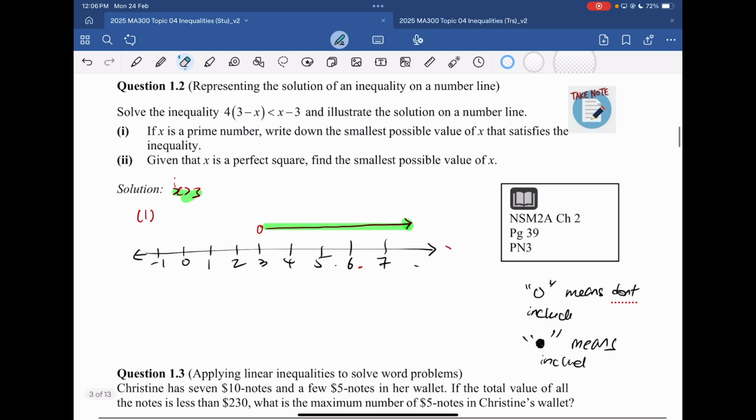So for question 1.2, you need to draw a number line. Your paper put on the table. Like that how I see. How many times I tell you still don't listen?